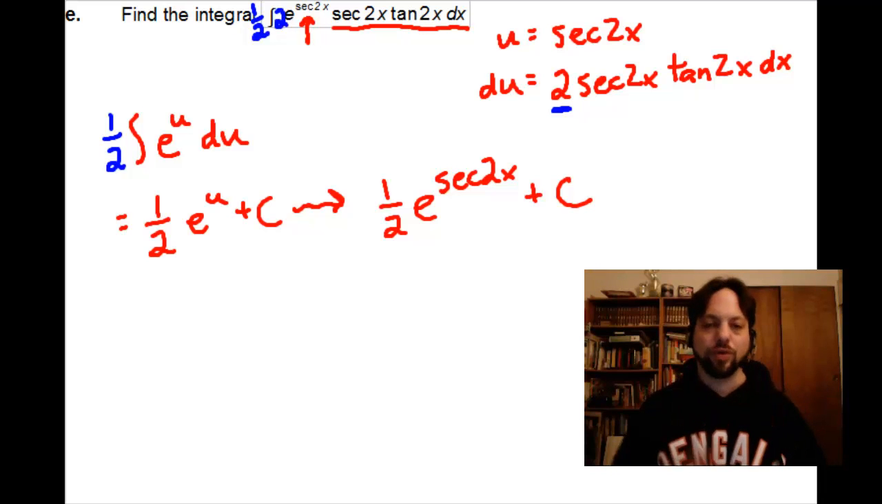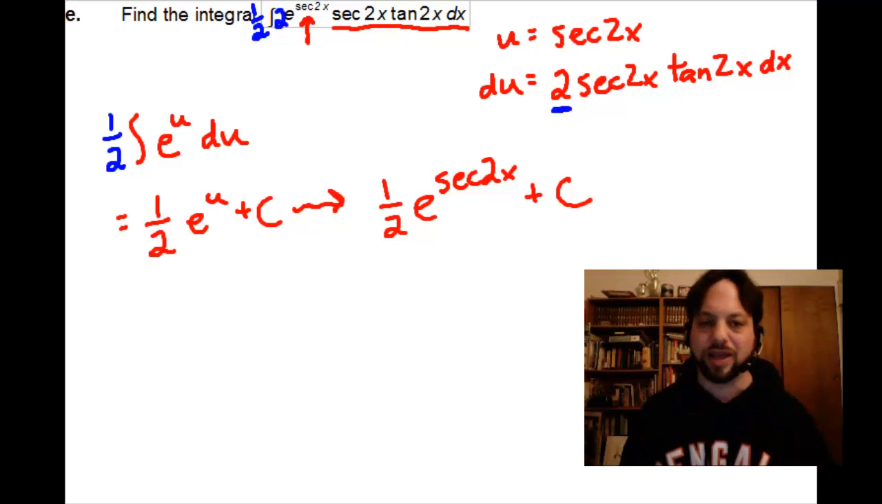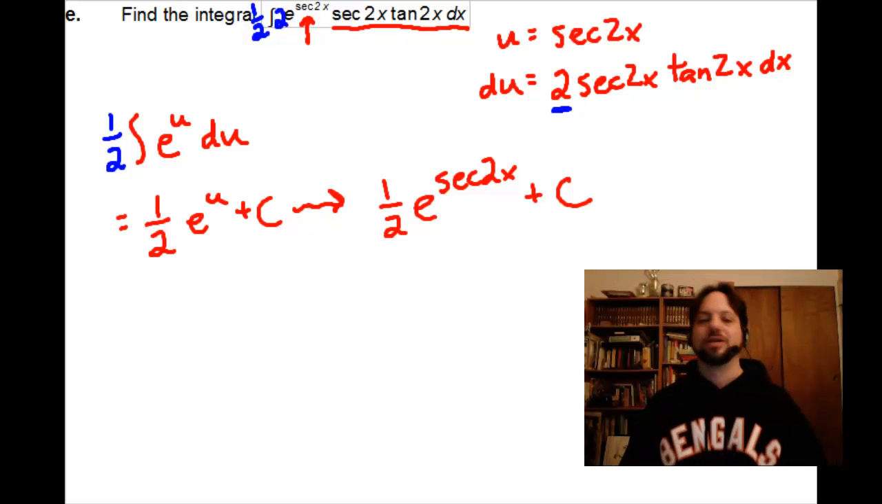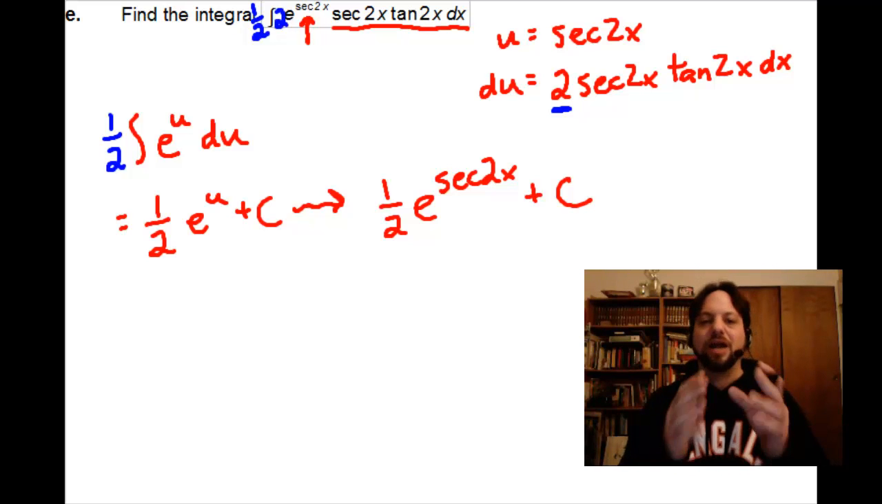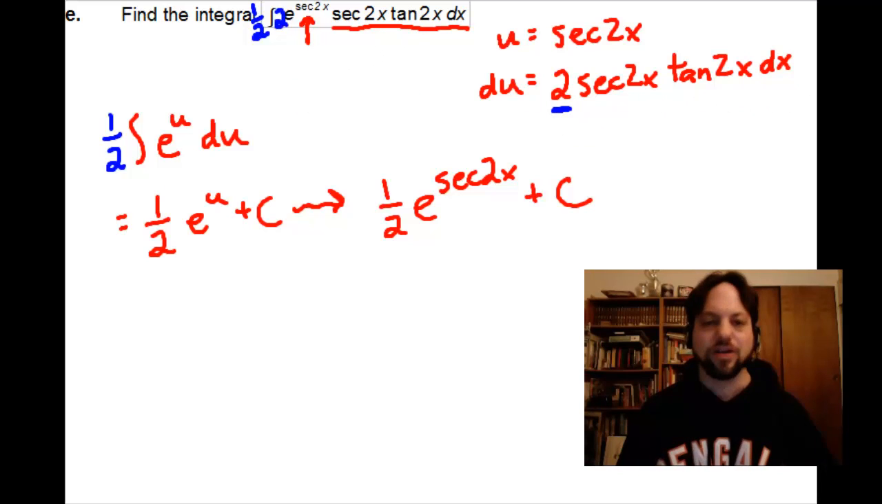Now, I don't want to fool you. We've just done two consecutive examples where all we had to do was throw a 2 and a 1 half to balance the whole thing out. It's not always quite that easy. Sometimes it's a 3 and a 1 third. And sometimes it could be a little bit more than that. Always be on the lookout for constants like pi or pi squared and things like that. But if you're cognizant of the fact that you need du to exist in the original integral, then you'll have no problem with these at all.